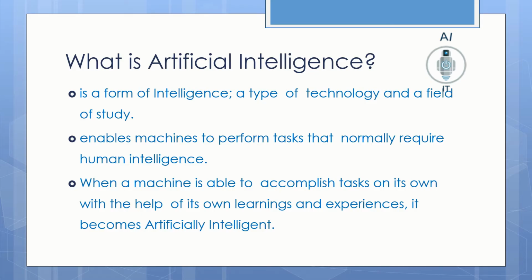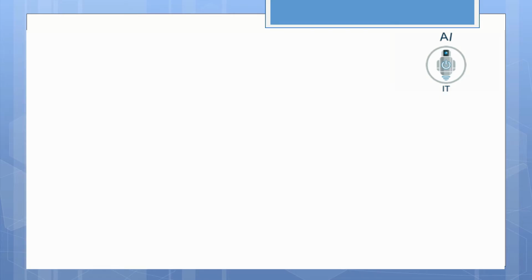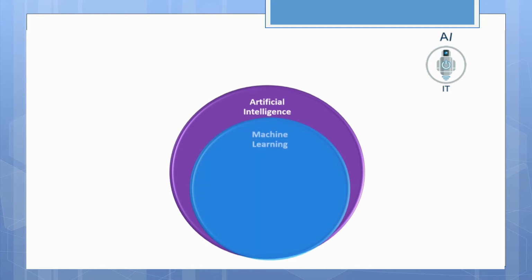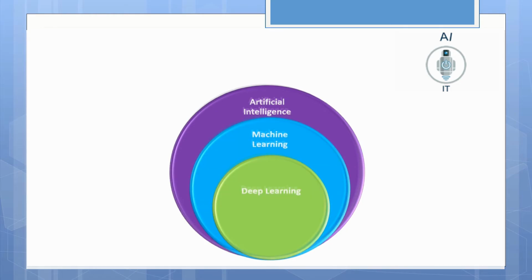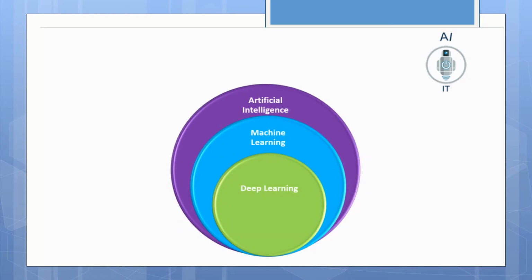As we progress towards AI readiness, we come across three terms: artificial intelligence, machine learning, and deep learning. Can we use these terms interchangeably? Do they mean the same? Are they different from each other?